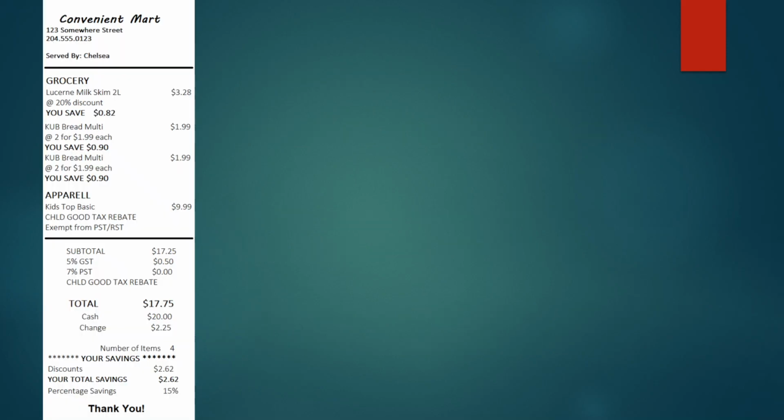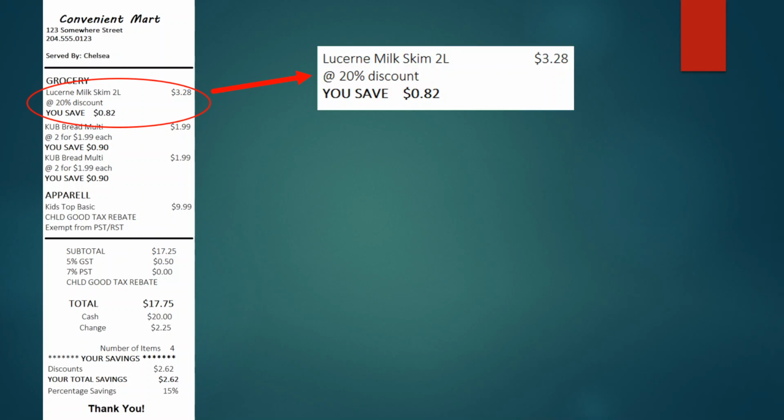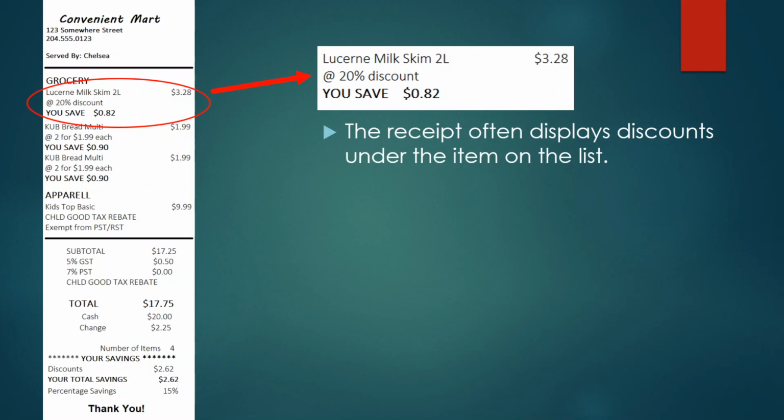So here's an example of a receipt. It has information such as the items purchased, the discounts applied, and totals at the bottom. So first, we can see that the milk this customer purchased was on sale for 20% off. The receipt displays the discount, how much the customer is saving, and the discounted price of the item.